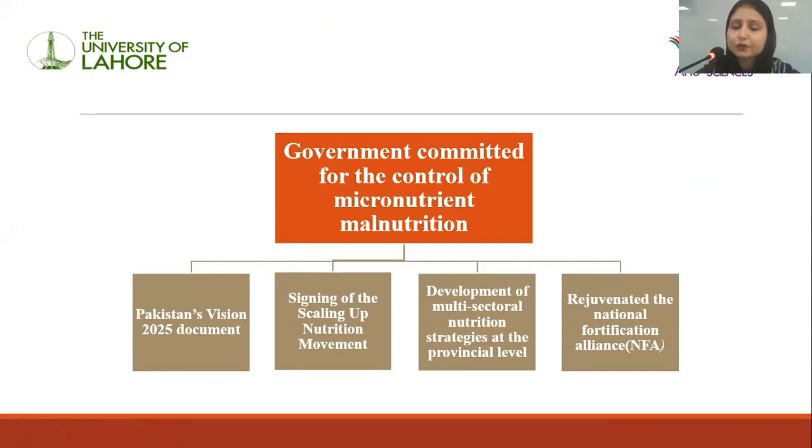So, being a nutritionist, being a dietitian, we should focus on the intake of these micronutrients. We should educate the mother, and we should guide the mothers as well as the families. There are also some roles played by the government to overcome these micronutrient deficiencies, like the Pakistan Vision 2025 document. One purpose involved in this is to overcome malnutrition: the SUN movement, which is known as Scaling Up Nutrition, multi-sector nutrition strategies, and the National Fortification Alliance. A number of other programs are also working to overcome malnutrition.